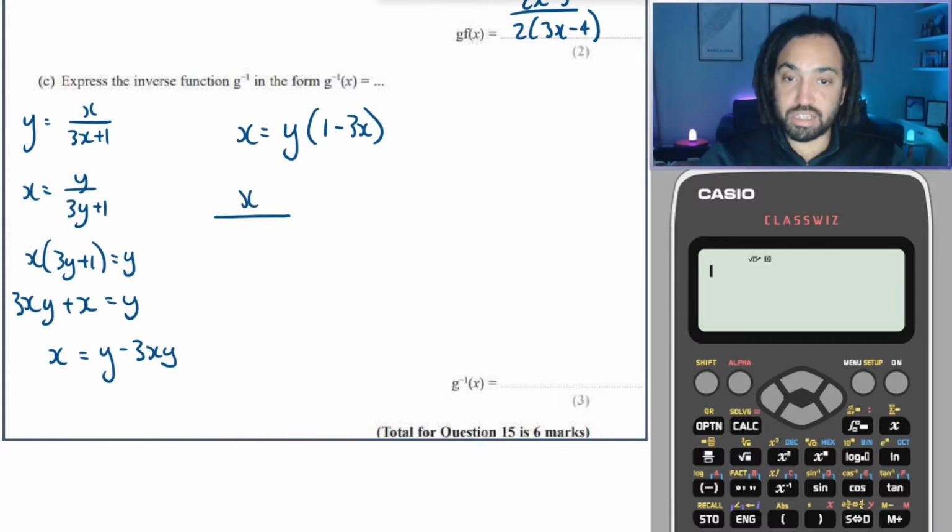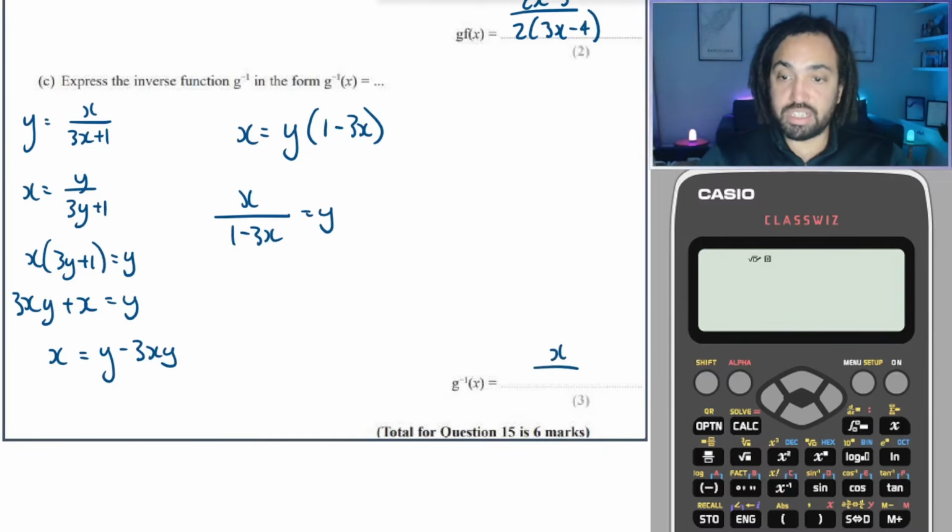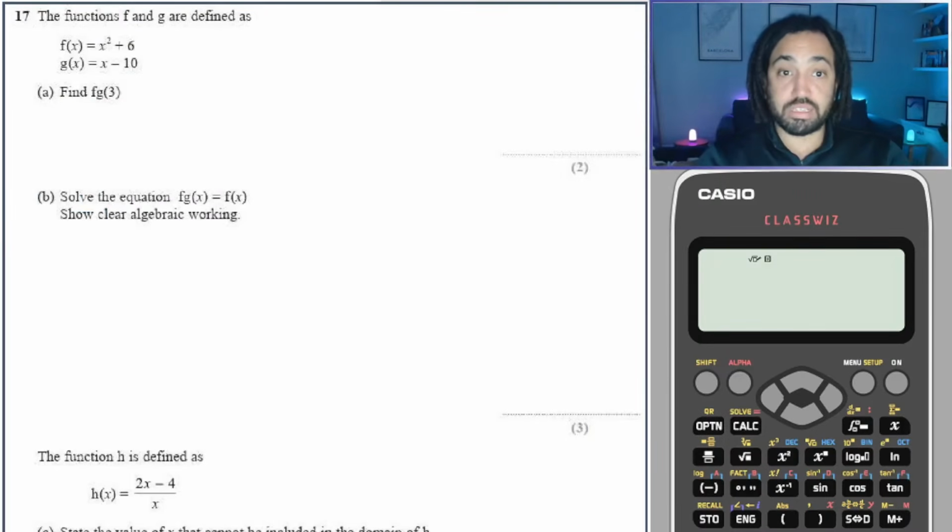And then finally, I'm going to divide through by that factor. Perfect. This is my inverse function, so I just write it here. g to the minus 1 of x is x over 1 minus 3x. Beautiful. Next question, and we've been asked to find f of g of 3.